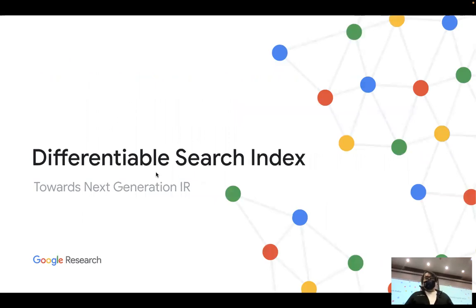So I present the Differentiable Search Index. This is the first proof of concept towards the next generation of information retrieval models. At this current stage it is a proof of concept. It's very early stage, and we're still doing more research on this, but there are some early signs of life.